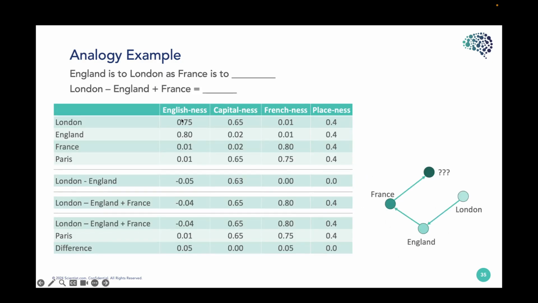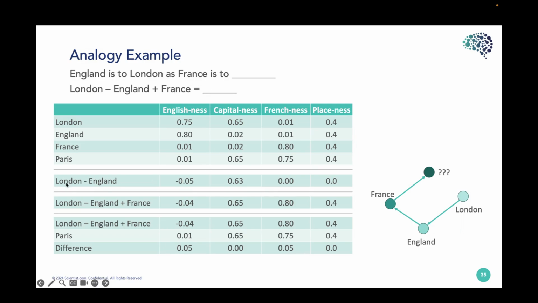So if I turn these into numbers, I'm not going to read all of these out, but you can just visually see here. London is tightly coupled to Englishness. So is England, right? England and France are not tightly coupled to capitalness, but London and Paris are, et cetera, et cetera. So now we can perform our math. So we have England is to London as France is to blank. We're going to turn that into our equation: London minus England plus France equals blank.